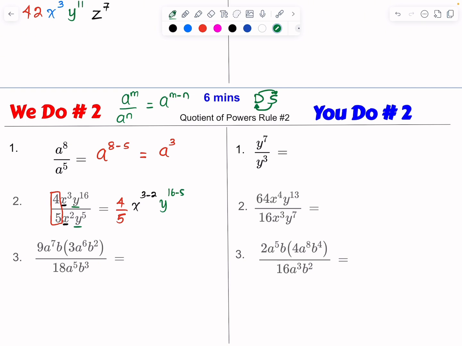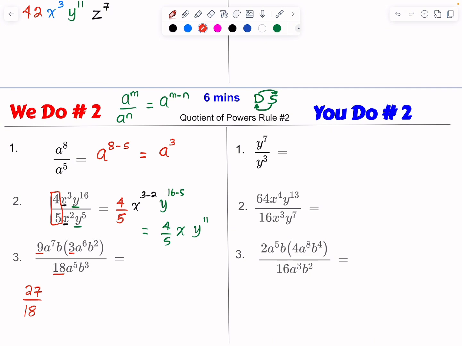Then what will be my final answer? So my final answer to this question will be 4 over 5 x, and then I have my y to the power of 11, and then which I know that my x is the same thing as x to the power of 1. What about example 3? For example 3, first thing I want to do is I want to multiply these two numbers. And then if I multiply those two numbers, what do I have? I have this one to be 27, and then I divide it by 18.